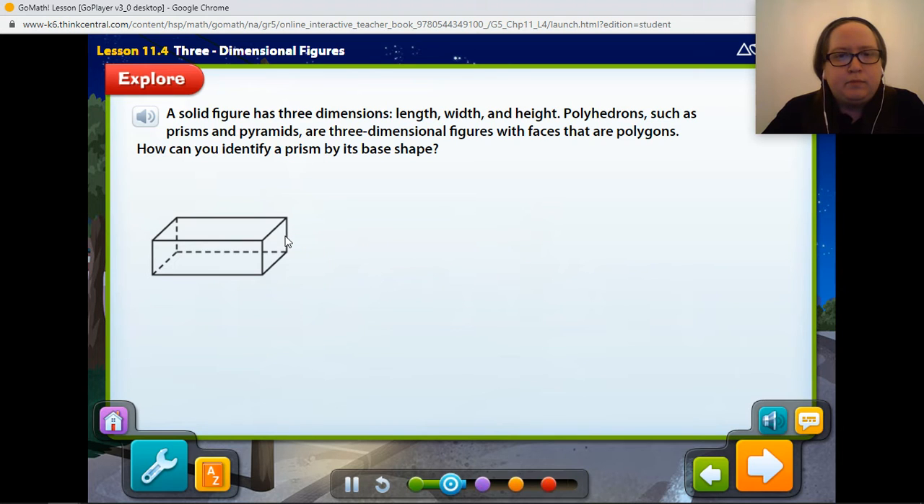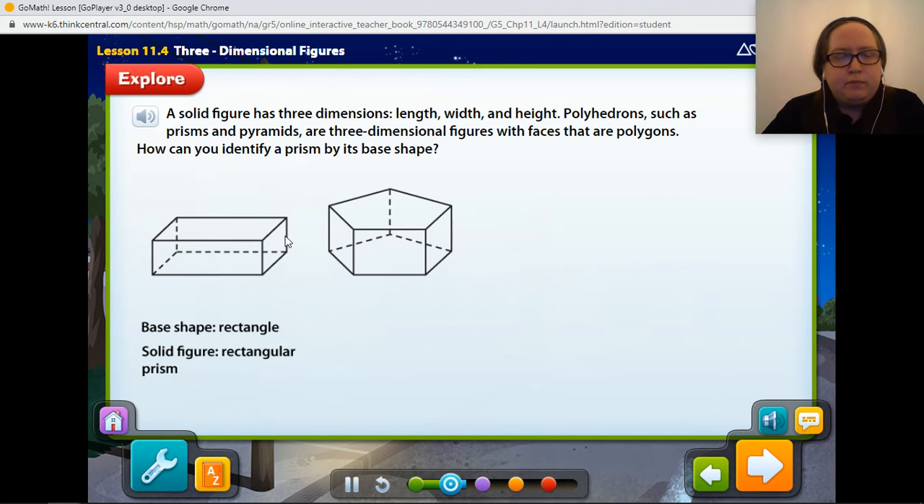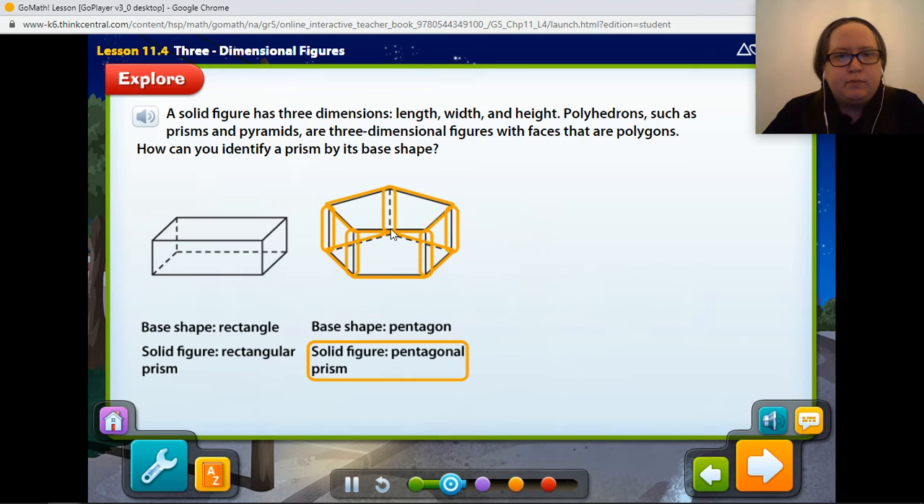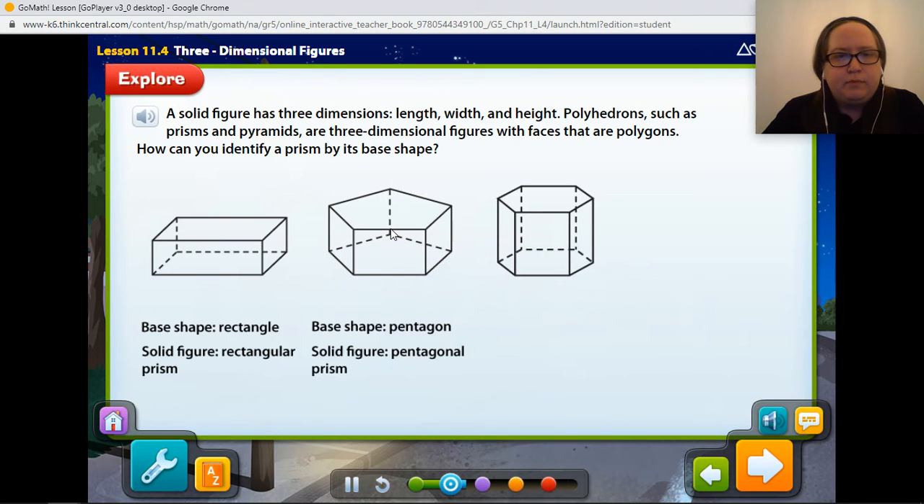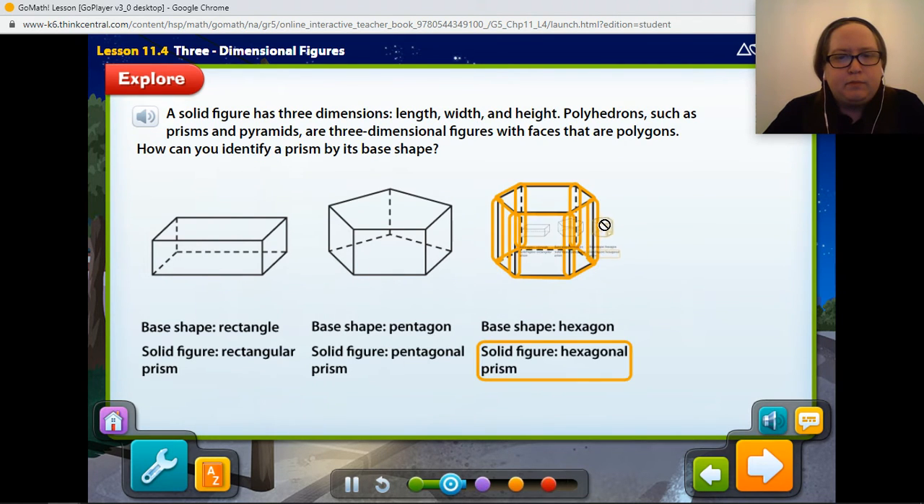Let's look at more examples of prisms. The base shape of this prism is a rectangle, so this is a rectangular prism. What is the base shape of this solid figure? The base shape is a pentagon, so this solid figure is a pentagonal prism. What is the base shape of this figure? The base shape is a hexagon. What type of solid figure is it? This is a hexagonal prism.